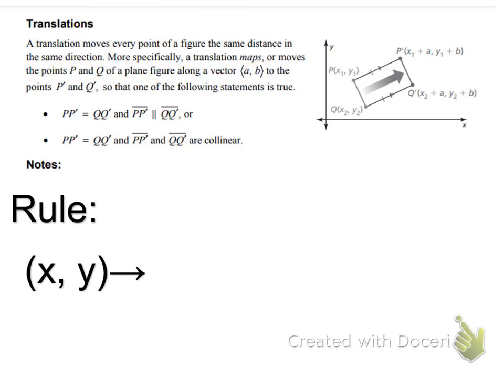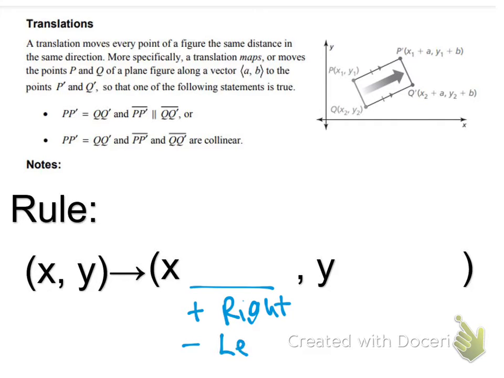XY. So we write down the coordinate with an arrow. This represents that every XY coordinate will have something happen to it. Then you write a set of parentheses with an X and a Y. I left a blank because you normally write something here. If you write plus a number, what direction will you go? To the right. And if you write minus a number, you will go to the left. Whereas for the Y, if you write plus a number, you will go up. And if you write minus a number, you will go down. Perfect.